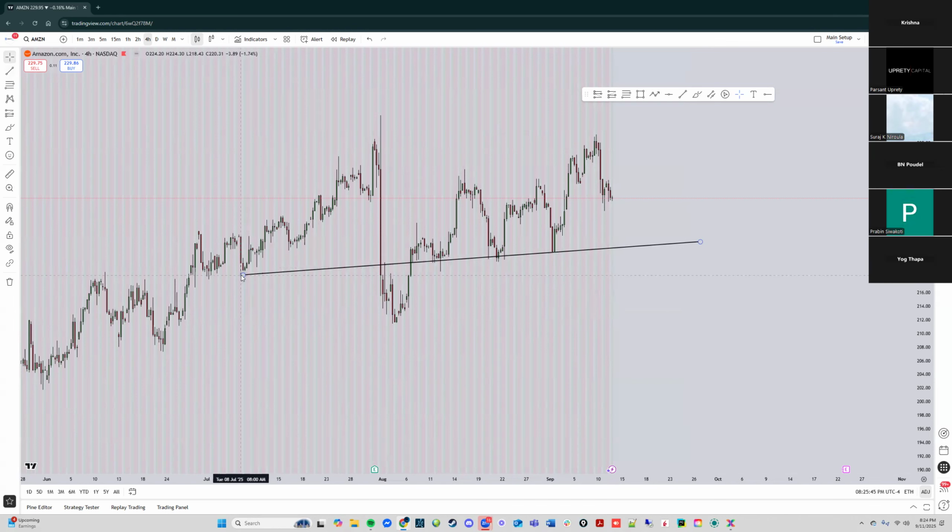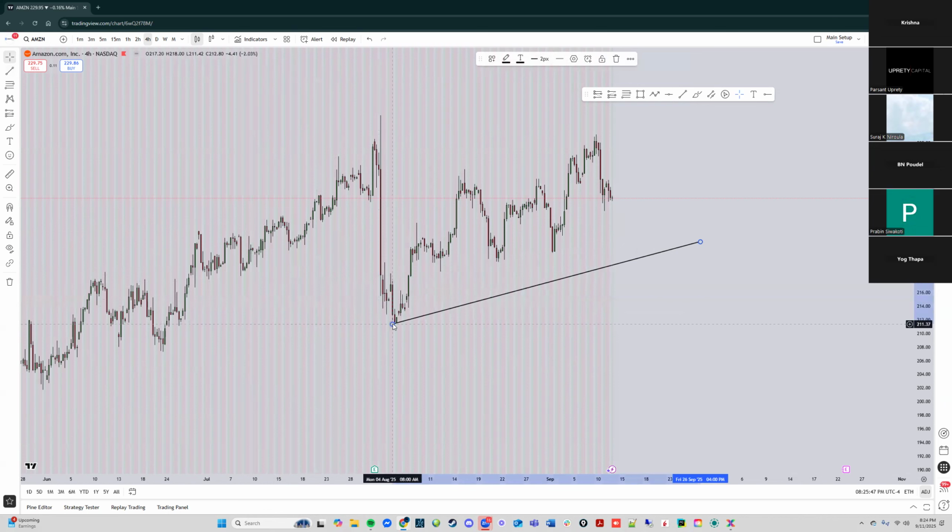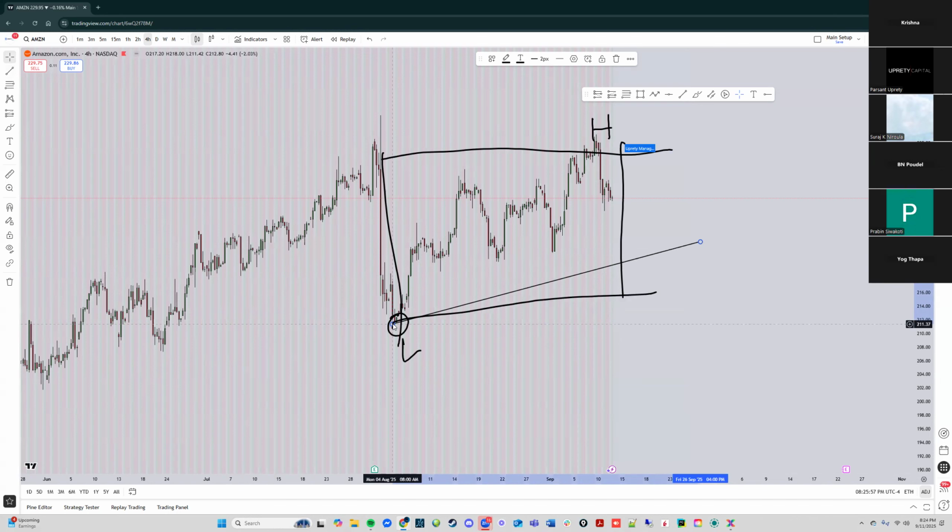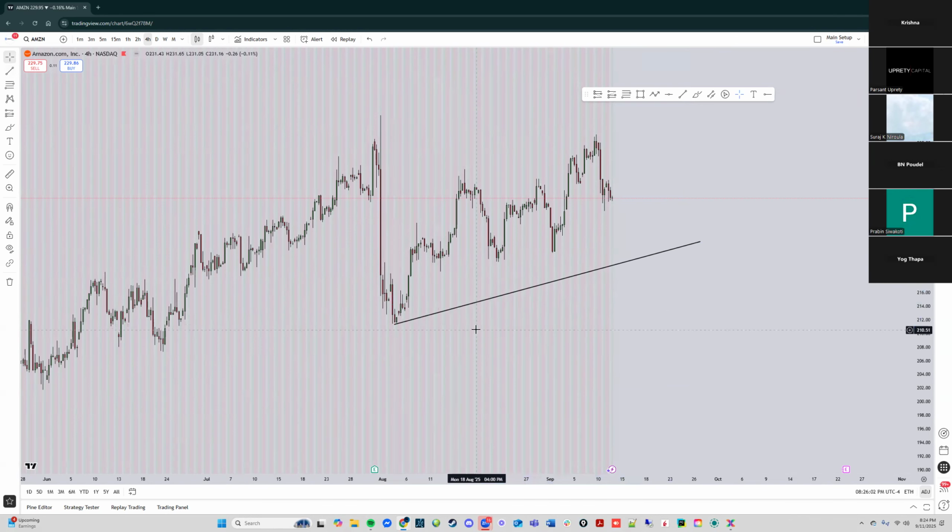But the rule of thumb is you want to go to the last low. You guys see here, this is our low. This is our high. So we have this box that we went over yesterday. Inside of this box, we are going to identify whatever the lowest point is. This is the lowest point.